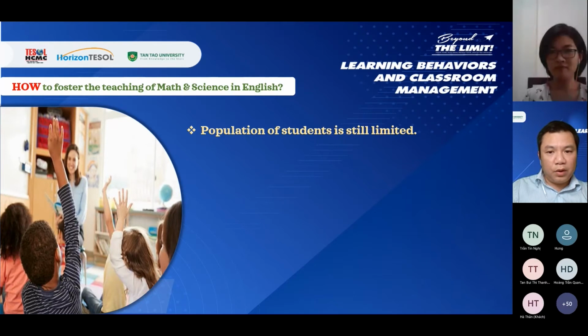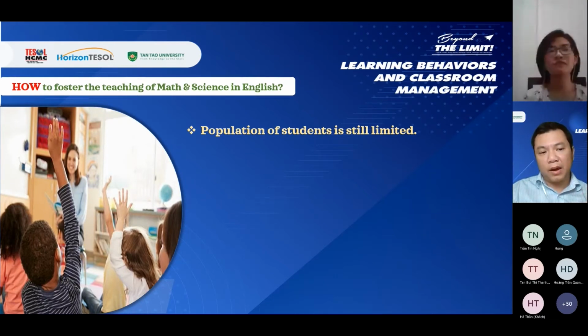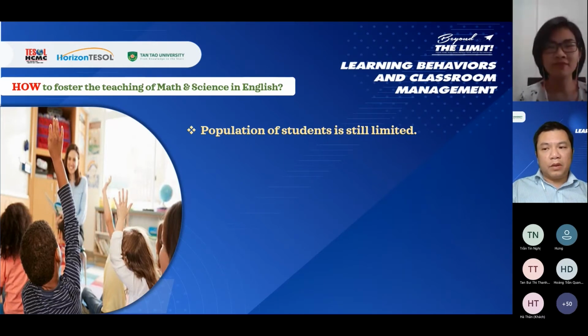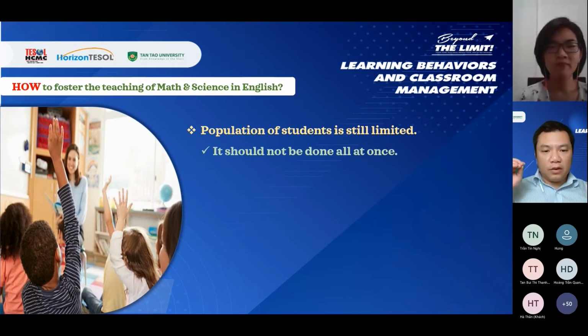The last challenge is that the population of students wanting to learn math and science in English is still limited. Although, as I say, there's an increasing population of students in need of this, the number is still very small compared to the total number of students. And the number of students who are good enough in English to learn math and science in English is not so big either. But we should remember that this should not be done all at once. We can do it step by step, and we should do it step by step.